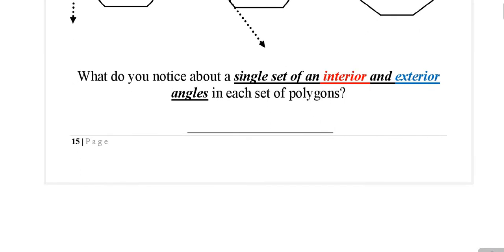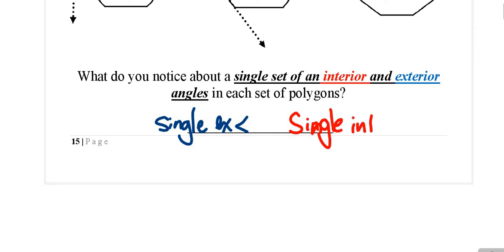Then it asks the question, what do you notice about a single interior and a single exterior angle? What do you notice about the relationship of a single exterior angle and a single interior angle? It's asking, what is that relationship? There's a specific relationship there.